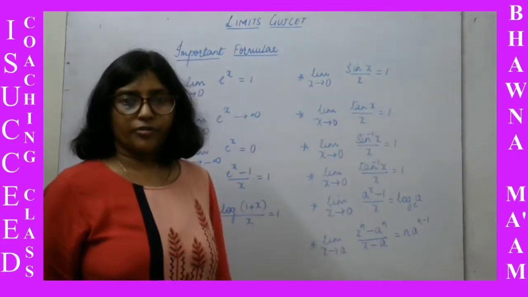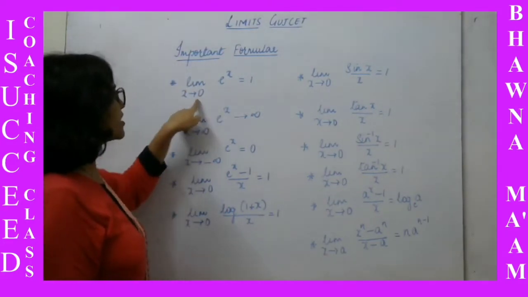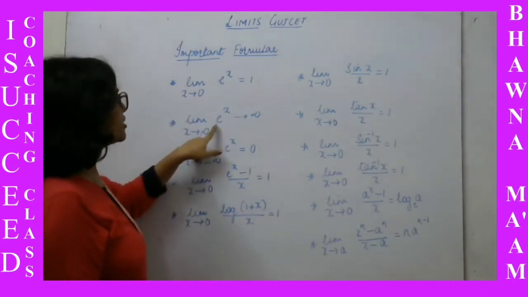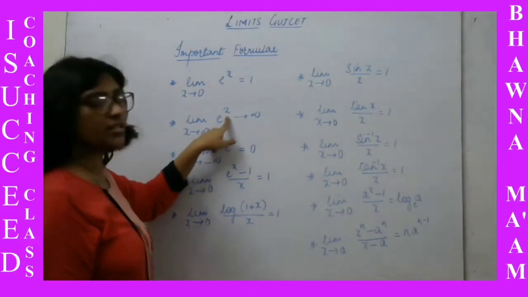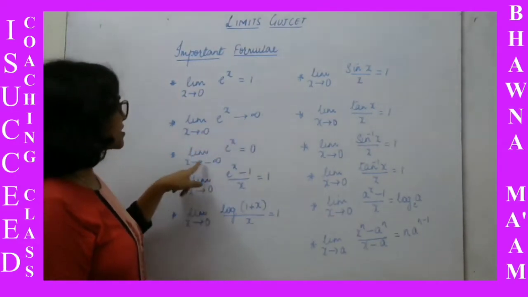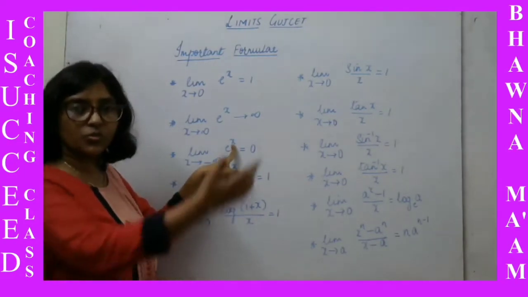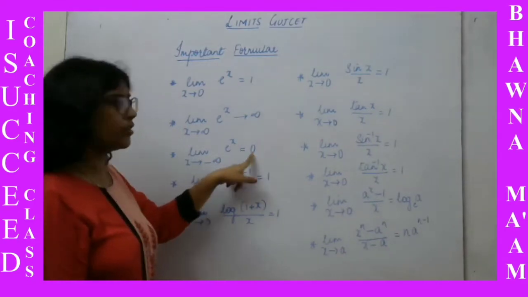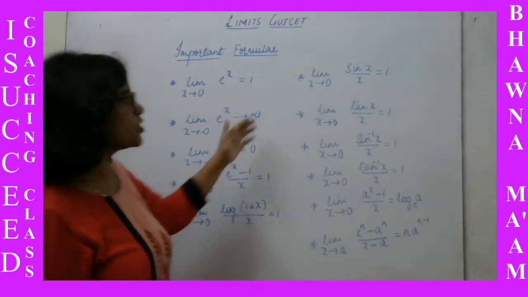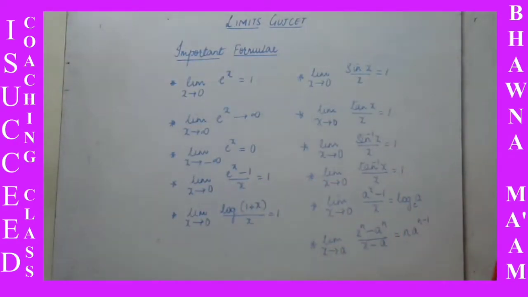Now we have a few important formulas here. Limit of e raised to x when x tends to 0. So it is e raised to 0, which is 1. And if it is x tends to infinity, then e raised to infinity, a very large number which will tend to infinity. If x tends to minus infinity, then it is e raised to minus infinity, which means 1 upon e raised to infinity, or it is tending to 0. And these are a few more formulas which you should note before we begin with the questions.